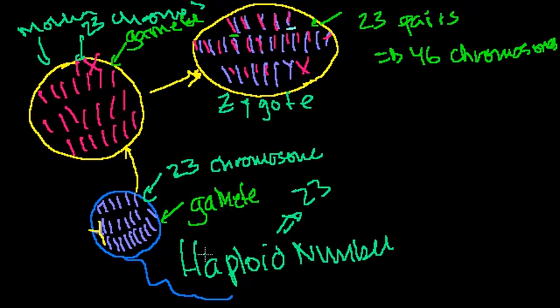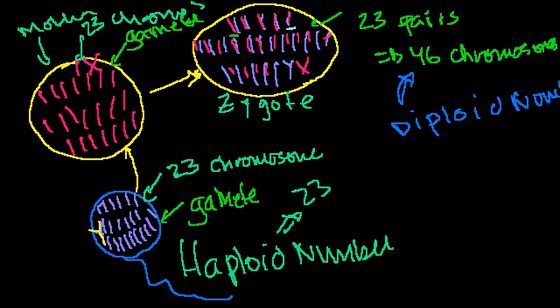And so you say, if this is the haploid number, what do you call it when you have the full complement of chromosomes? Well, that's called the diploid number. And I remember that because di often is a prefix associated with having two of something. And so you have twice the number of chromosomes. So this is haploid, this is diploid number.